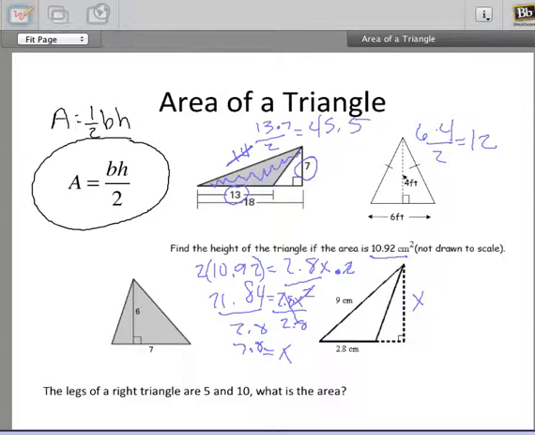So that's an example of working backwards. You want to plug in what you know. The area was the 10.92 equals base times height over 2.